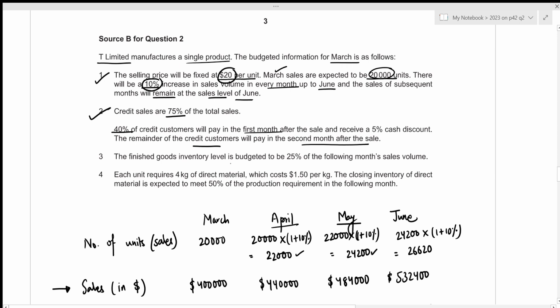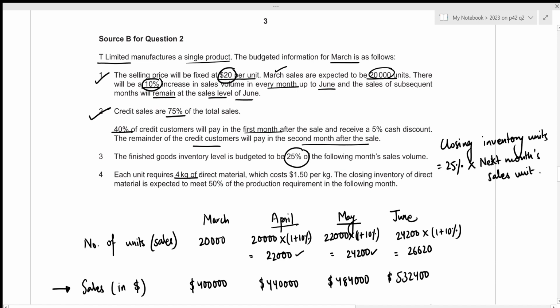Then the finished goods inventory level is budgeted to be 25% of the following month's sales volume. So this just means that our closing inventory units will be equal to 25% times next month's sales units.